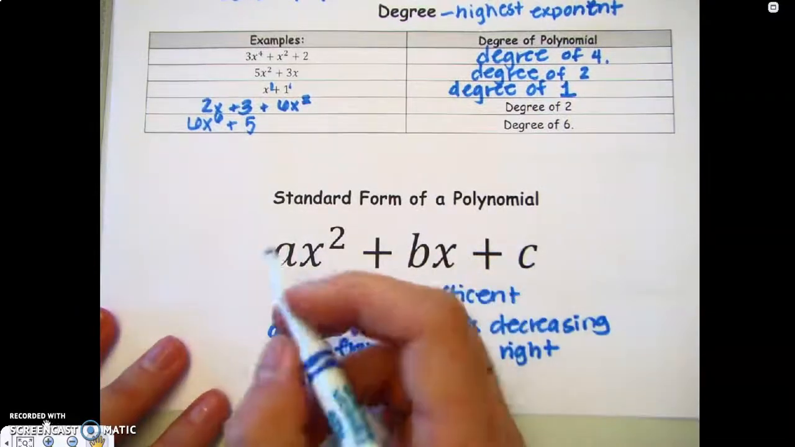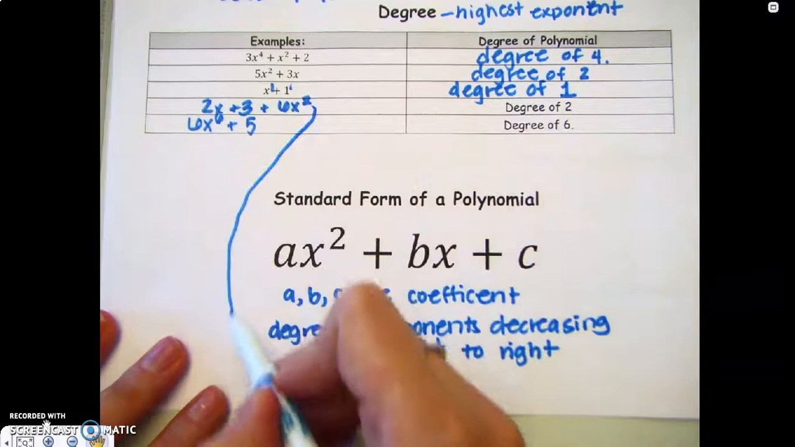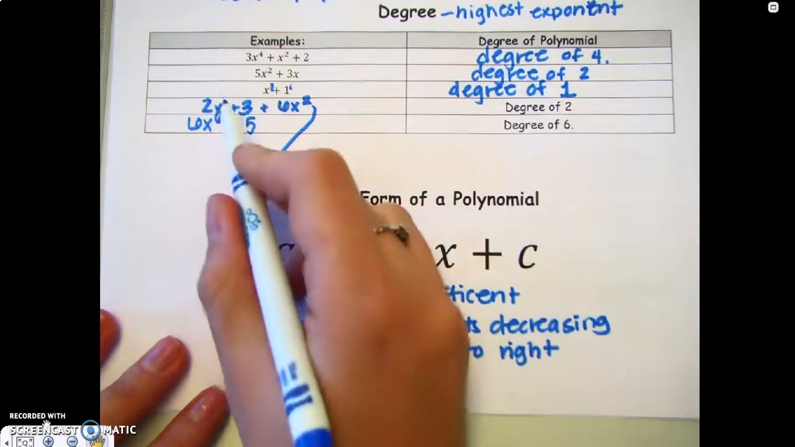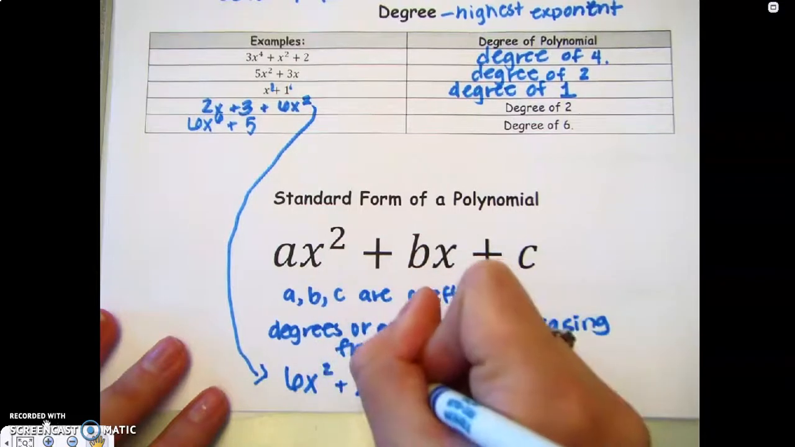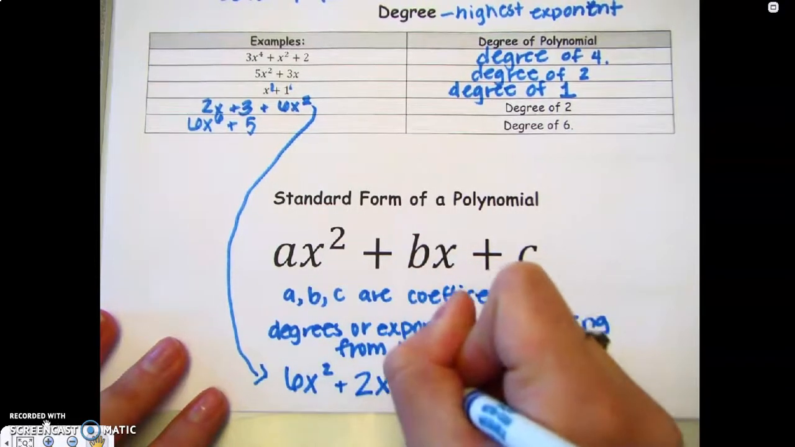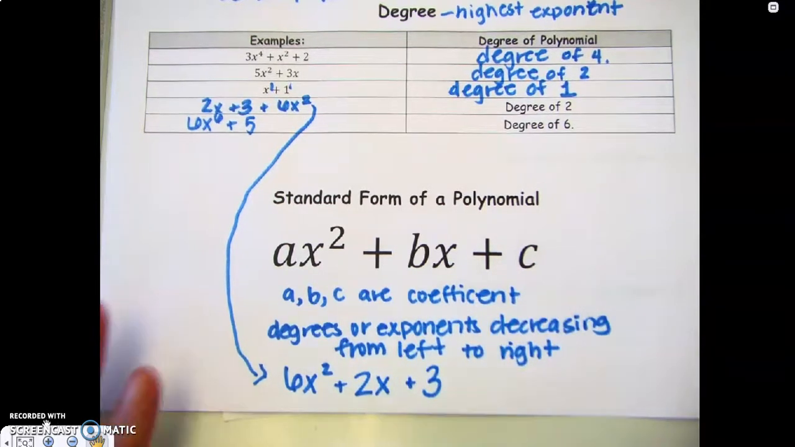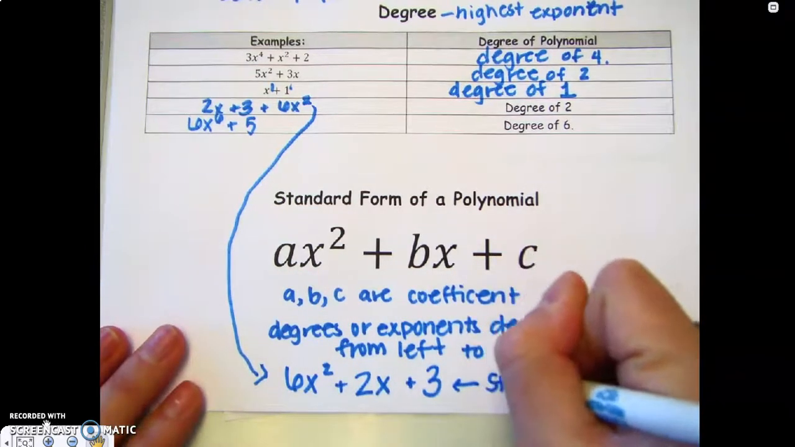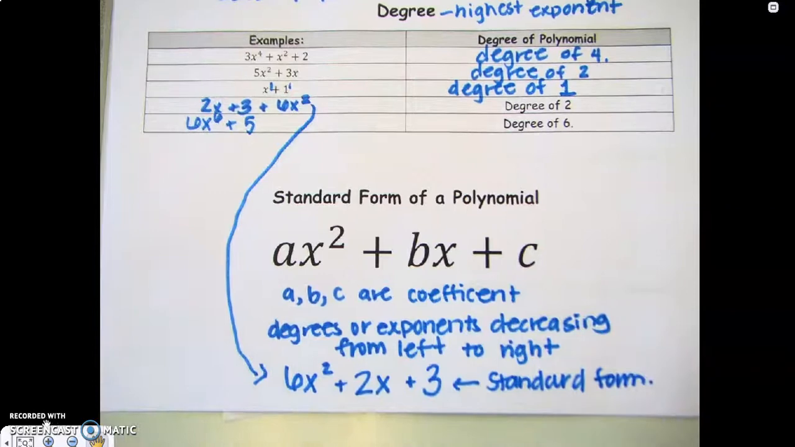So if I wanted to write this example polynomial in standard form, the standard form would have the highest degree first, which would be the 6x squared. And then the 2x has an exponent of 1, so that would come next. And then the 3 doesn't have an x at all, so that would be last. Okay, so that's how I would write it in standard form. In some of the practice answers, you'll be asked to write your polynomials in standard form.